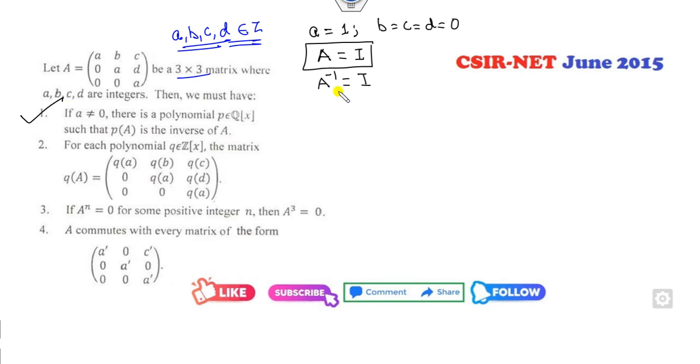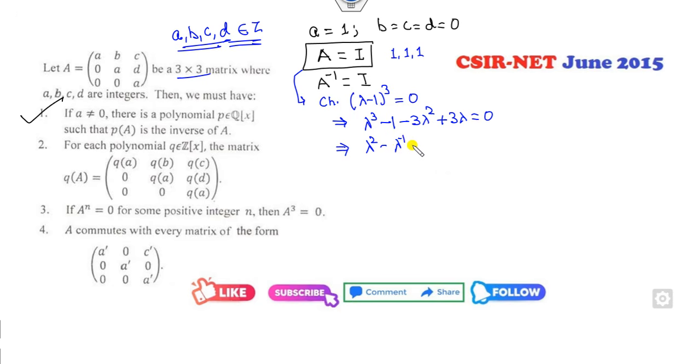Otherwise, if you don't understand it directly, you can write the characteristic equation. What is the characteristic equation? It is (lambda minus 1) cubed equals 0, that means lambda cubed minus 3 lambda squared plus 3 lambda minus 1 is 0. Because the eigenvalues are 1, 1 and 1, which are non-zero, I can divide by lambda. So can you find lambda inverse from this? The inverse of the matrix will be A squared minus 3A plus 3I. So the first option is the correct option.